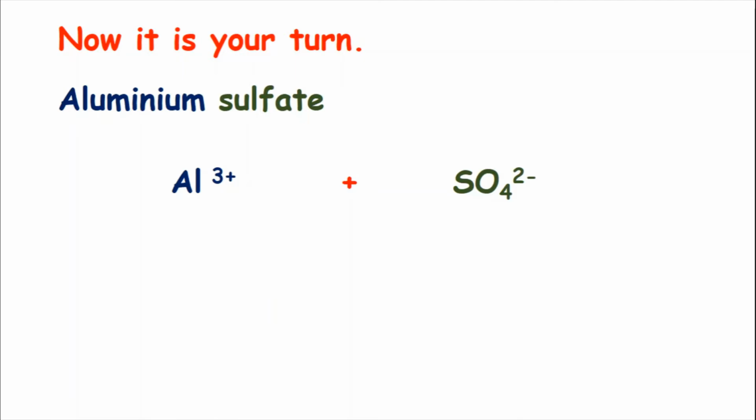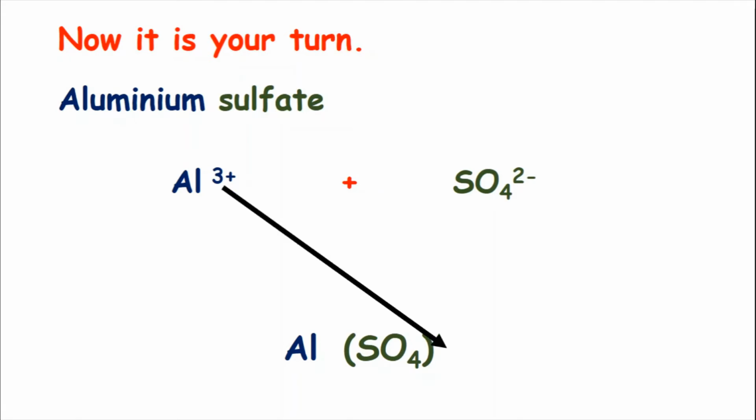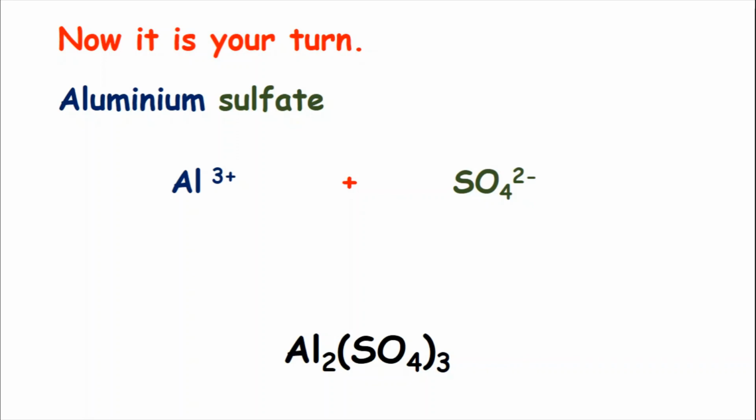So again, we need to write the Al for aluminium, leave a little bit of space and write SO4 in brackets. Then we are going to draw the first arrow from the 3 of the 3+ down next to the brackets of the SO4, and another arrow from the 2- down next to the Al. Remember to ignore the 4 here. Then the 2 from the 2- moves down next to the Al, and the 3 from the 3+ moves down next to the bracket, and the formula for aluminium sulfate is Al2(SO4)3.